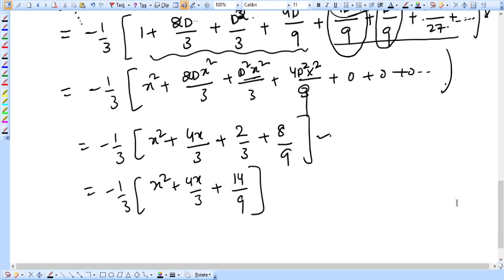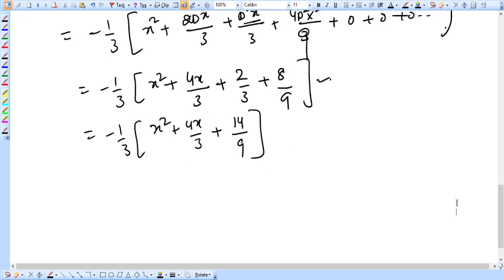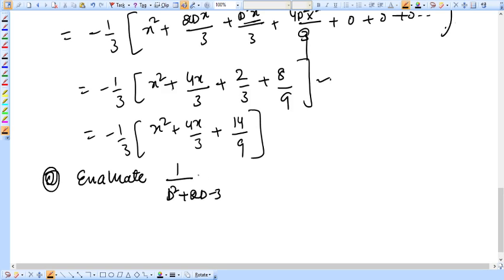Now I'm just giving you an exercise. You just solve it out, evaluate 1 upon D square plus 2D minus 3 into x square plus x plus 1, and write the answer in the comment section.